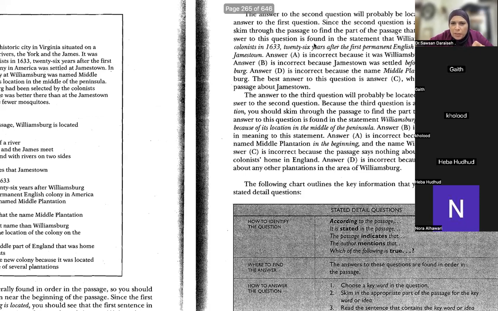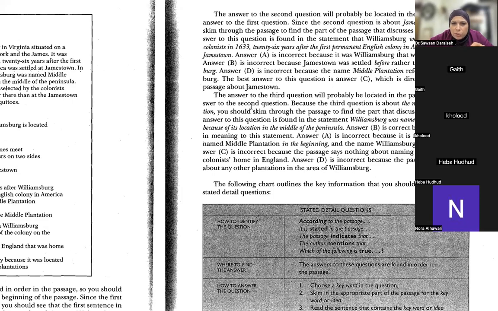Where is the third question? The answer to the third question will probably be located in the passage after the answer to the second question, because the third question is about the name Middle Plantation. You should skim through the passage to find the part that discusses this topic. We skimmed and we found it. The answer is found in the statement, Williamsburg was named Middle Plantation because of its location in the middle of the peninsula.